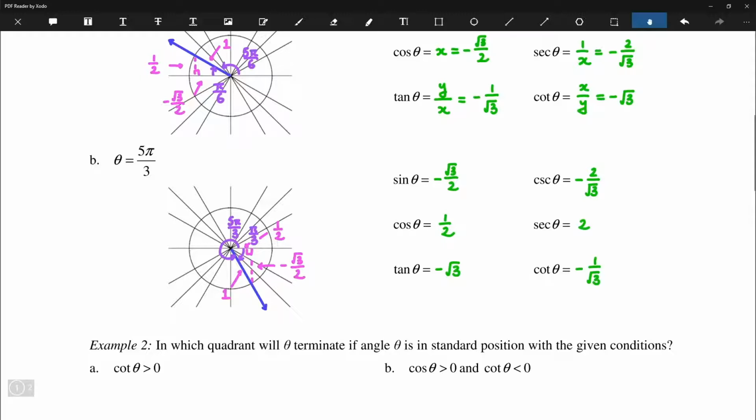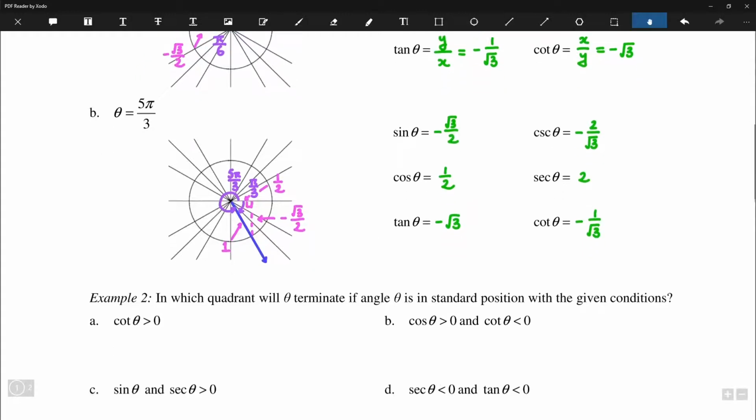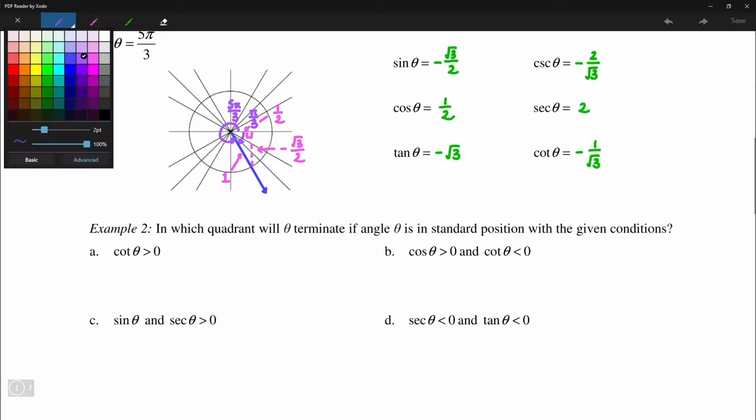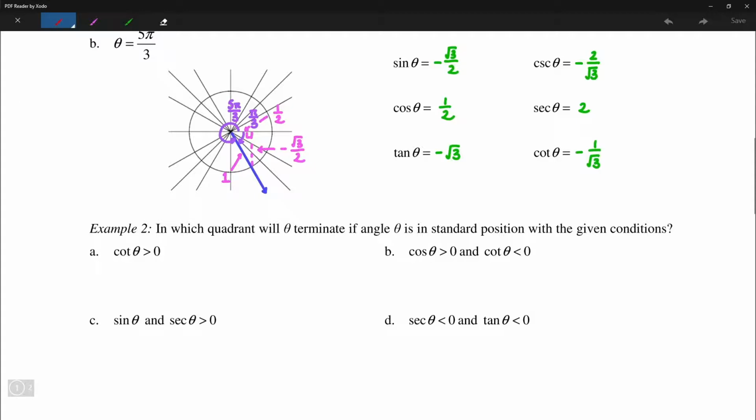Okay, so let's move on to example number 2, which asks in which quadrant will theta terminate if angle theta is in center position with the given conditions. So in this first case, we have that cotangent theta is greater than 0. And if we check at the top of the page, we know that in quadrant 1, all trig ratios are positive, and that in quadrant 3, tangent theta and cotangent theta are positive. Okay, move on to part B.